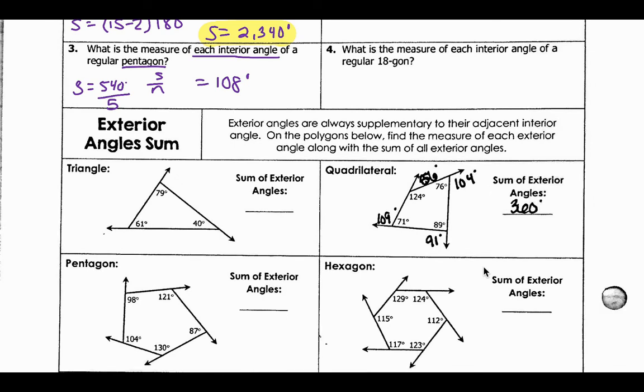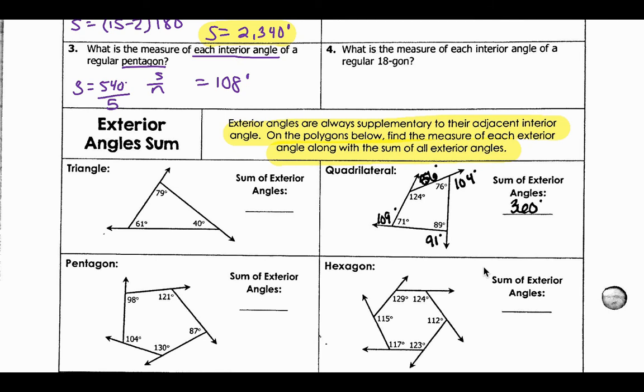And so that has to do with all the inside angles, but we had the exterior angle theorem before, where we were able to use one outside angle and two inside angles, the two remote inside angles, to find that third angle. But this is going to be different. This is our exterior angle sum. So exterior angles are always supplementary to their adjacent interior angle. On the polygons below, find the measure of each exterior angle along with the sum of them.